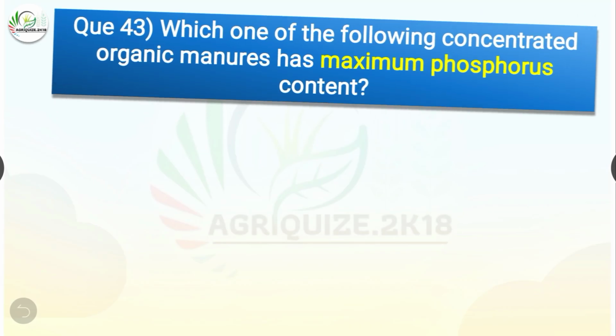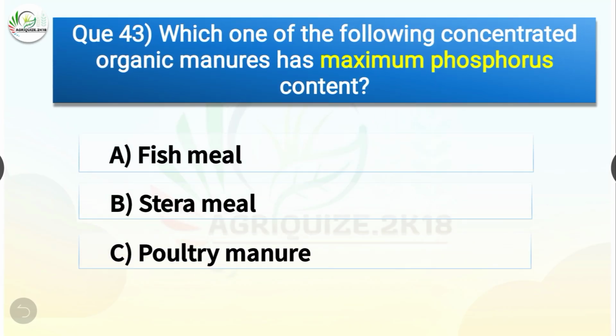Question number 43. Which one of the following concentrated organic manures has maximum phosphorus content? The options are fish meal, steamed bone meal, poultry manure, or guano. The correct answer is option D, guano. So guano is the concentrated organic manure among the following which has the maximum phosphorus content.